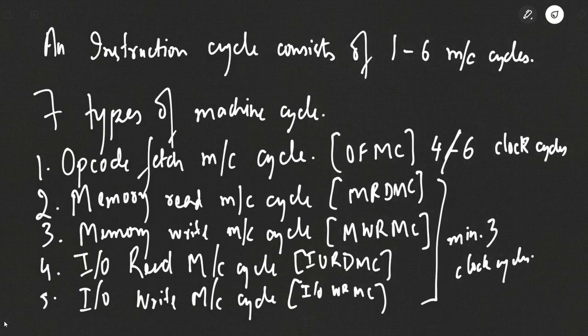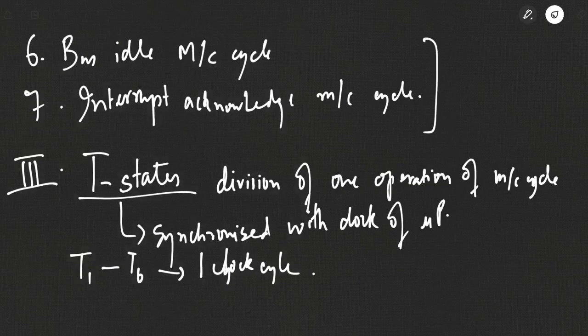We have already established that different machine cycles take different numbers of clock cycles. So now we can say the opcode fetch machine cycle is composed of four or six T states, and memory read, memory write, IO read and IO write will be completed in a minimum of three T states, or they can be completed in four or five T states as well. The other machine cycles, interrupt acknowledge and bus idle, take those other four types of T states, which take an integral number of clock cycles.